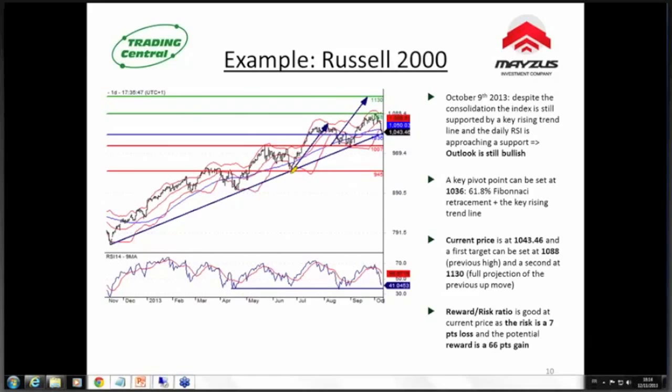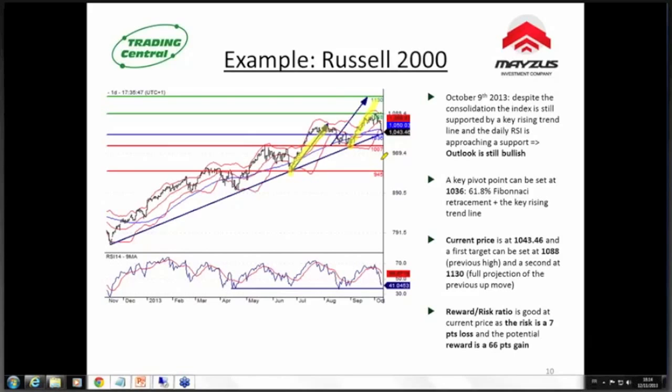of this up move, projected from the bottom at 1007. Okay, so the theoretical target in this example should be 1130. So considering these elements, the reward-risk ratio is interesting, it's good at the current price of 1043.